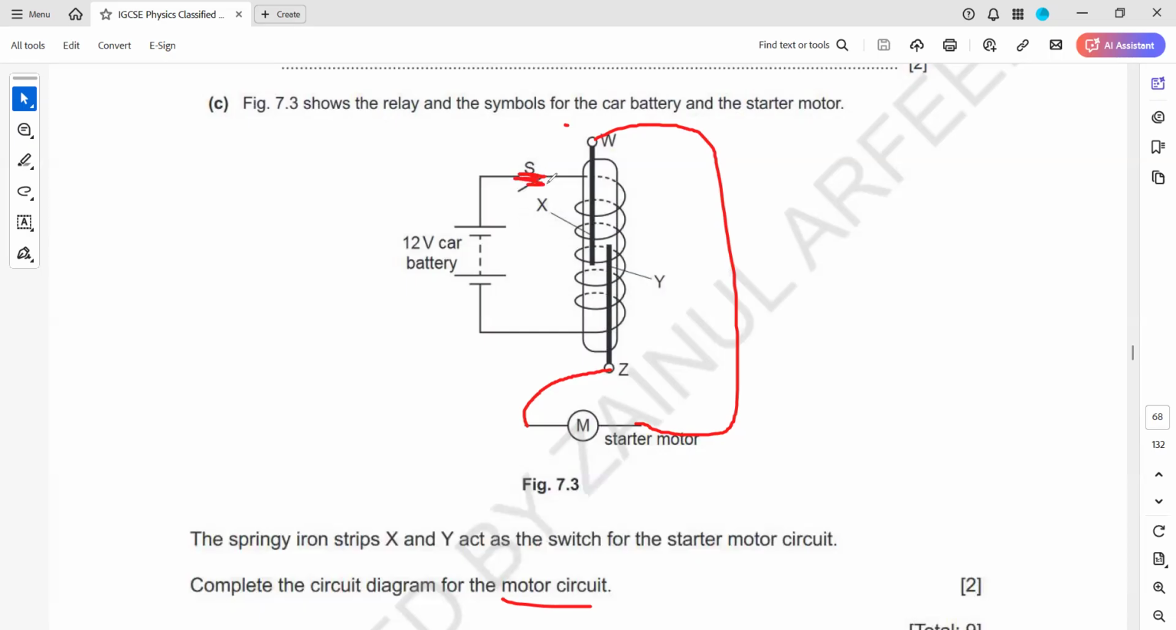So when we close this switch, it will produce a magnetic field. When it produces a magnetic field, this will come in contact. When this comes in contact, now this circuit is closed. Okay, that is the first thing, because we want it to be used as a switch. When we close the switch, the starter motor, the induction motor is there. Due to the magnetic field, the switch will close, and the circuit will be complete.